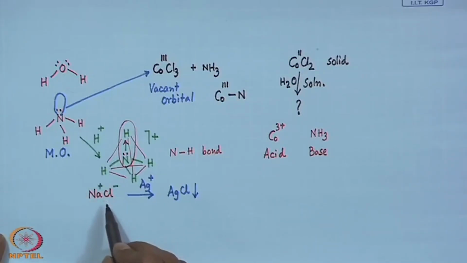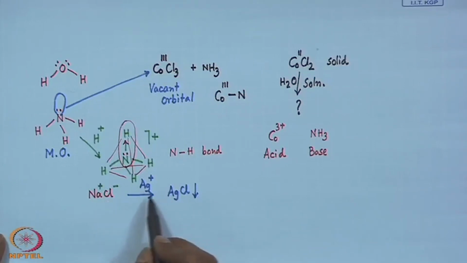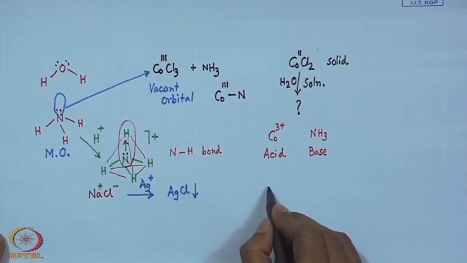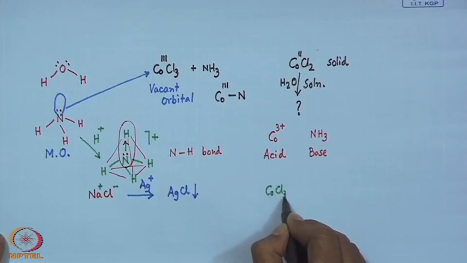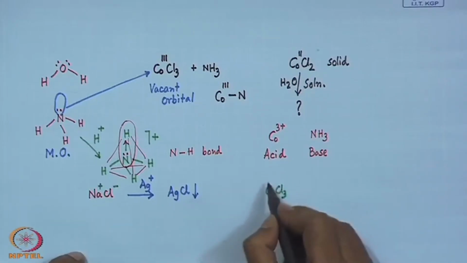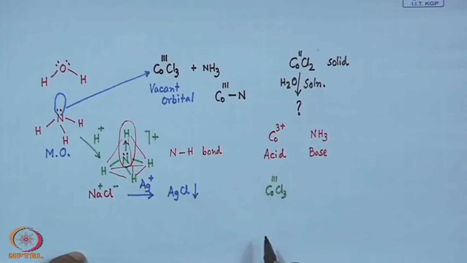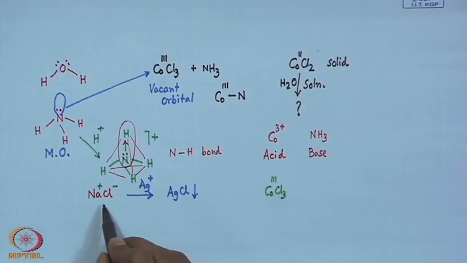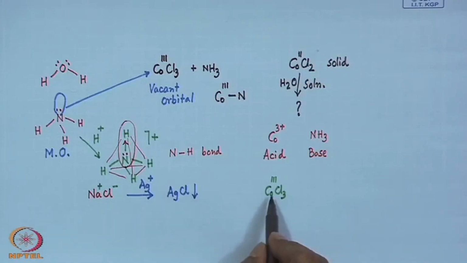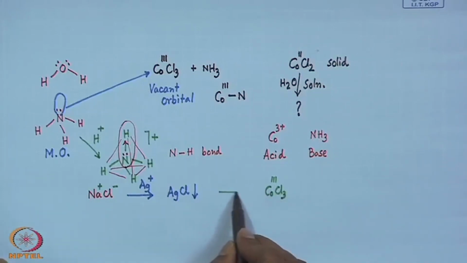So, we have Cl minus, and this Cl minus can react with the silver ion present in silver nitrate, giving you the silver chloride precipitation. So, what about the simple cobalt chloride salt? Like sodium chloride, this is also cobalt 3 chloride. It has the same type of Cl minus, that means the chloride ion present in the sodium chloride is the same as that present in cobalt chloride, that means the cobaltic chloride.